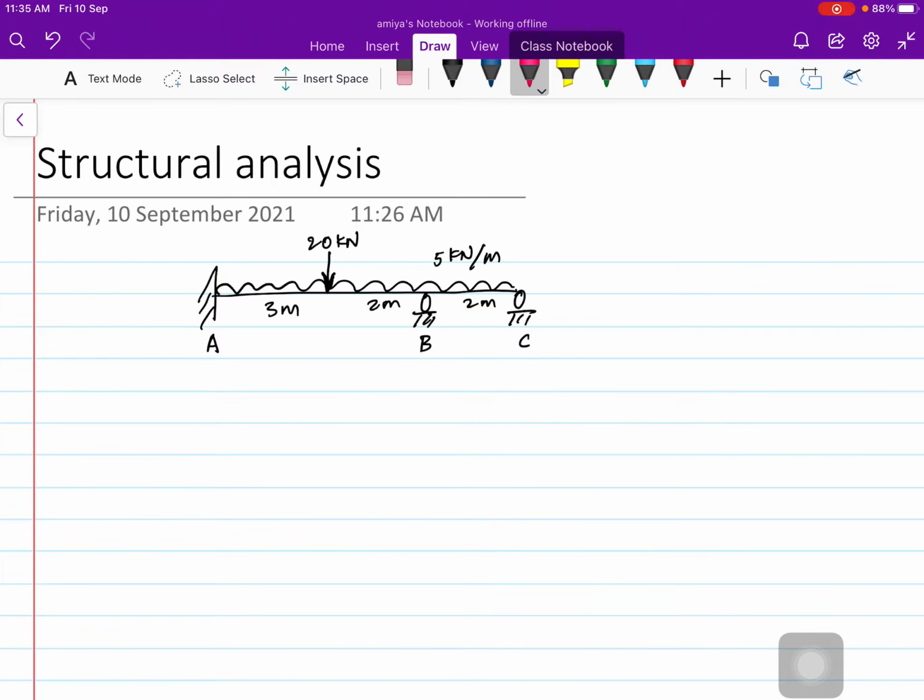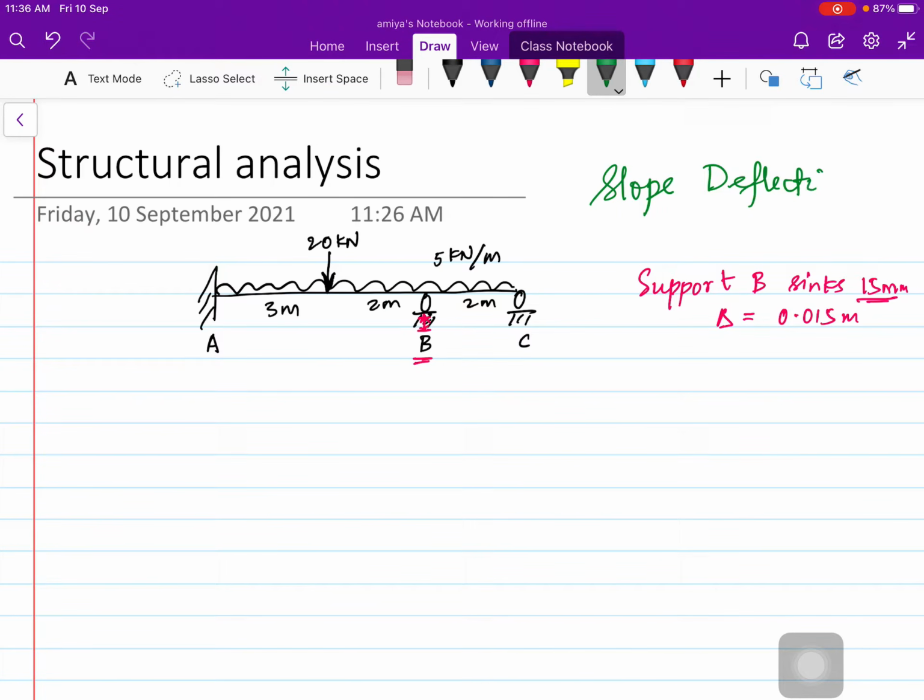Here it is also mentioned that support B sinks. This sinking is 15 mm. So support B sinks, that means it will move 15 mm down. Here I can put delta is equal to 0.015 meter. So this 15 millimeter I converted to meter. Now we will be using the slope deflection method to analyze this beam.